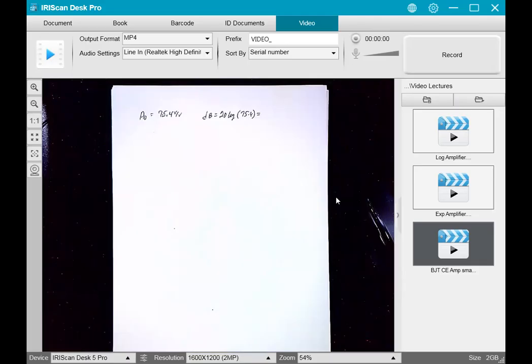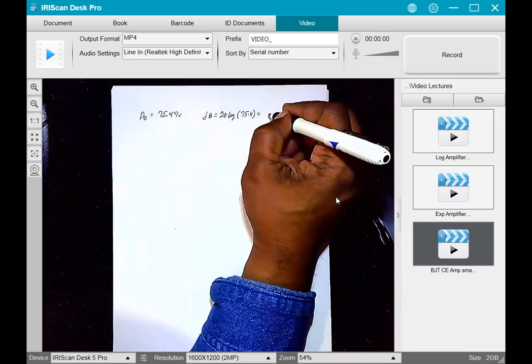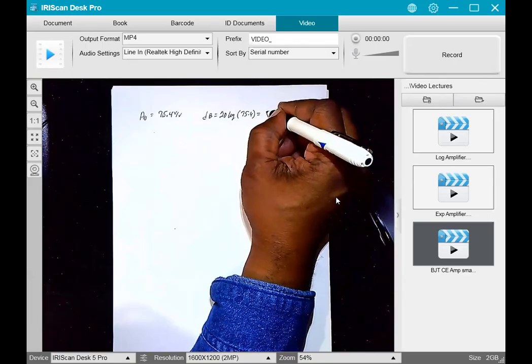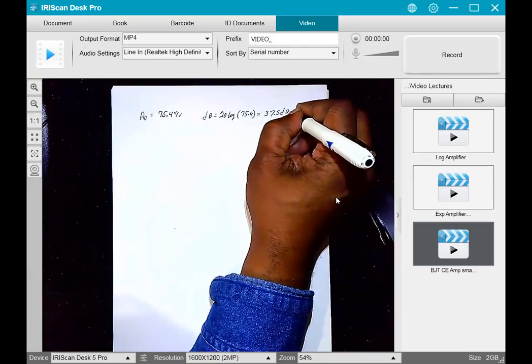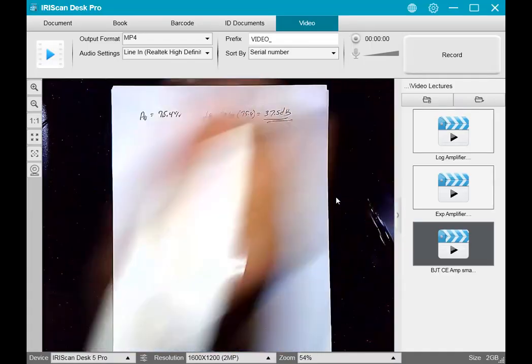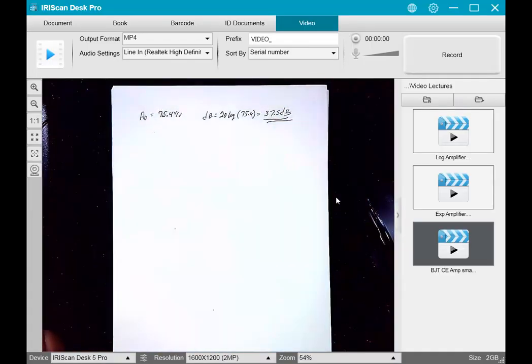And this is also in your reading material. What is it? Log gives me 37.5 dB, which is a little different than what the book has, but oh well.